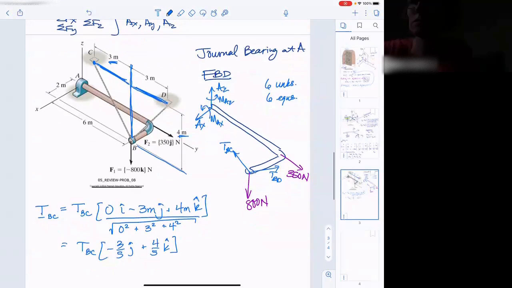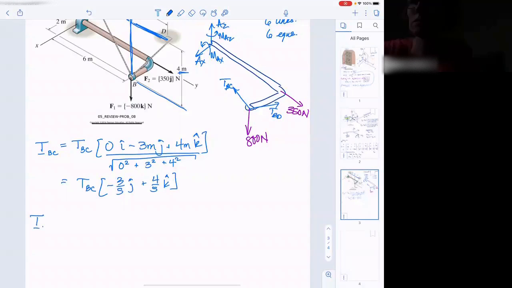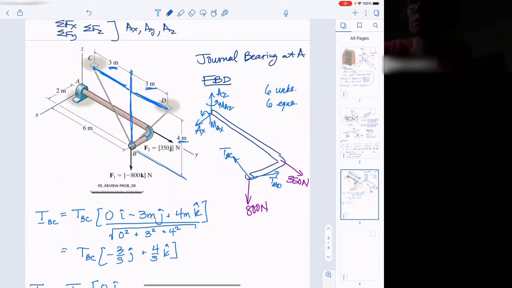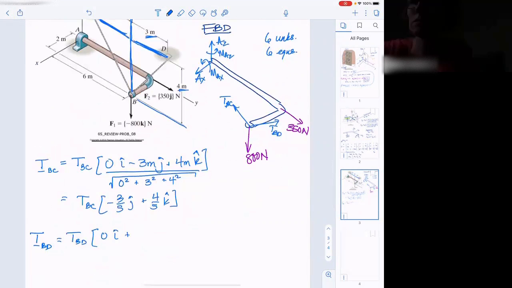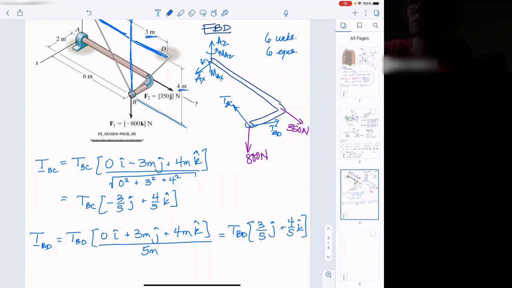All right, same thing for the other tension. Tension in cable BD. It's got a magnitude I'll need to solve for. It also has 0 in the I direction. This one is actually coming from B to D, so we've got to go up plus 3 meters in the J direction, and finally plus 4 meters in the K direction. And we divide that by, same thing, 5 meters, the total length of the cables. Meters all cancel, and we get that the force in cable BD has a magnitude times 3/5 J plus 4/5 K. So just like the other tension, except one of the signs changes for the Y component.